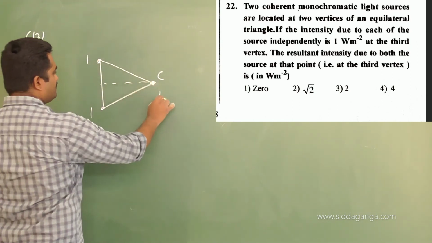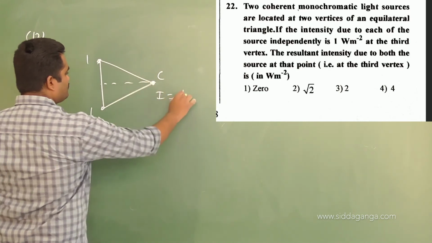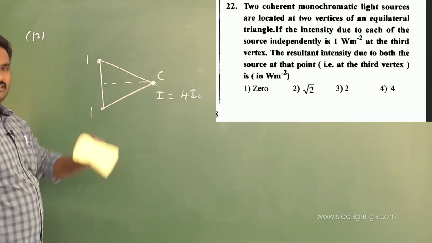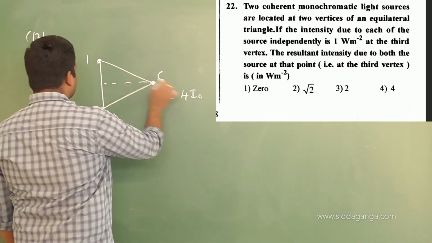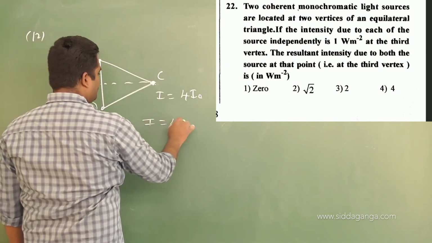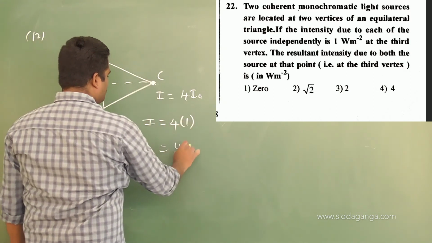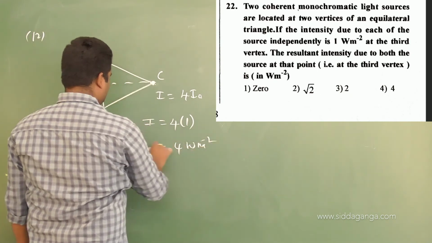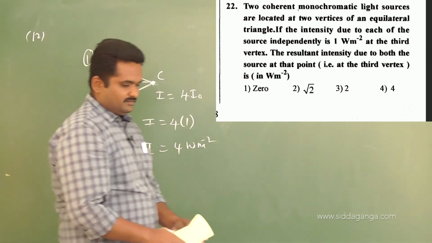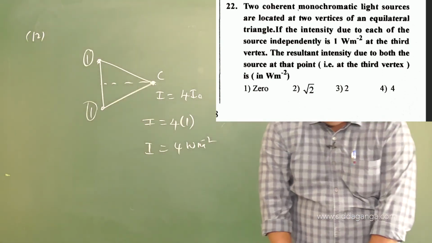Then how much should the resultant intensity at this point be? I dash will be equal to 4 I naught cos square phi by 2. Phi is 0, that's why cos 0 is 1, so 4 I naught. I naught is how much? Each one has been given as 1. Therefore, I at that point will be 4 into 1, that is 4 watt per meter square. This is the intensity at the third vertex. That's how we need to solve these problems.